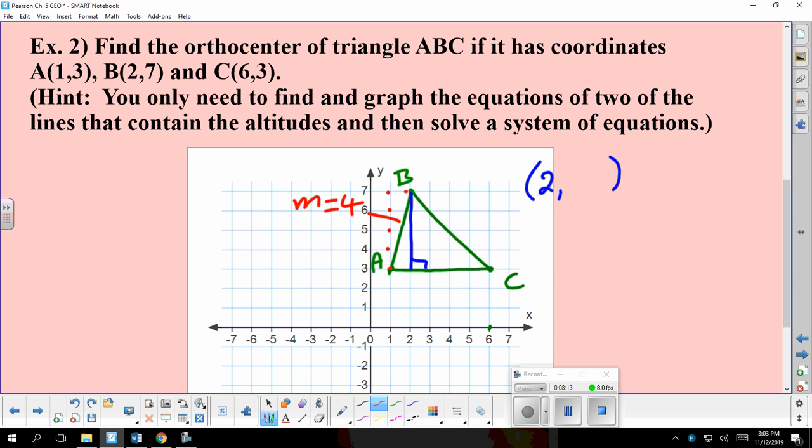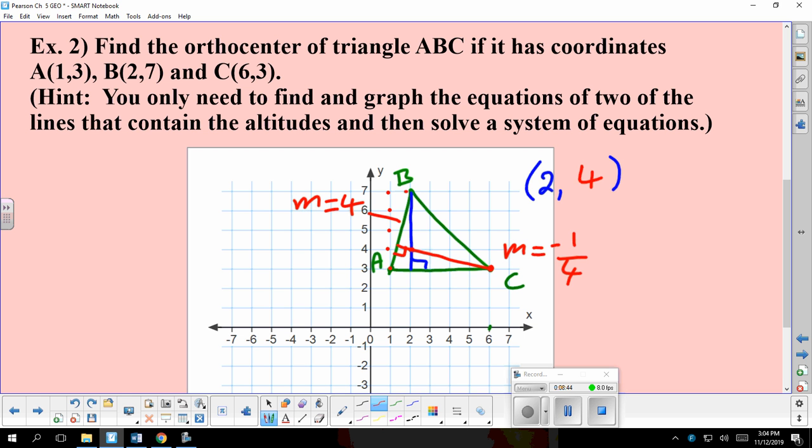What's the slope of a line perpendicular to that? -1/4. Very good. So I'm going to come off this opposite vertex at a slope of -1/4. I'm going to go back 1, 2, 3, 4, up 1. There is another altitude. Notice they intersect right there. So my orthocenter is at point 2, 4.